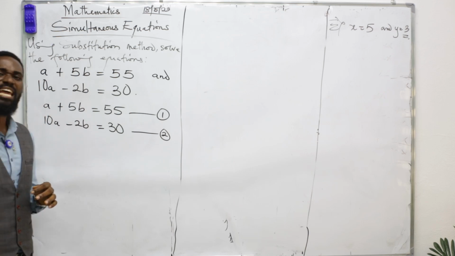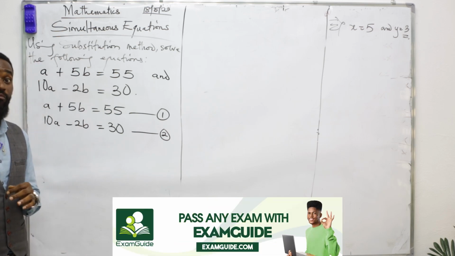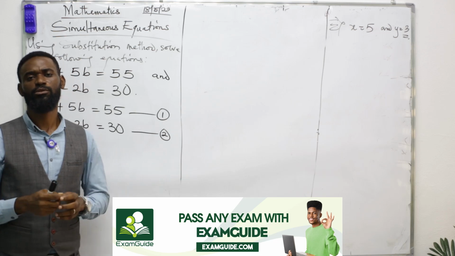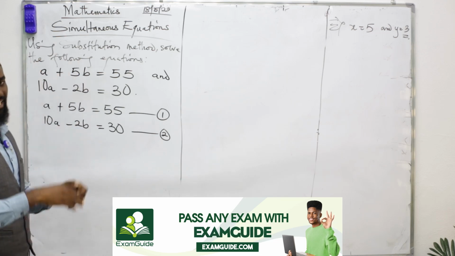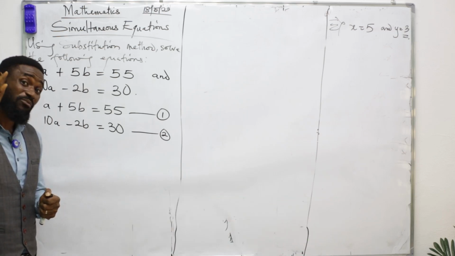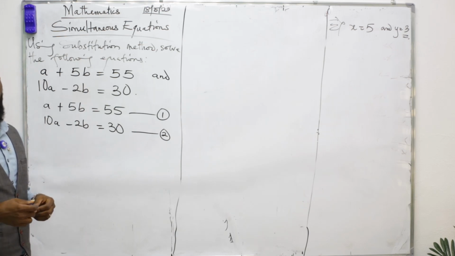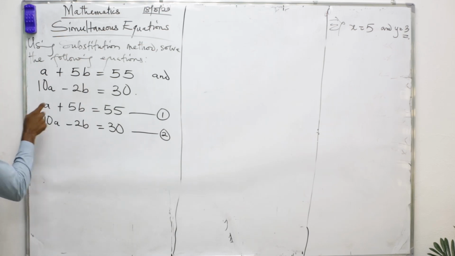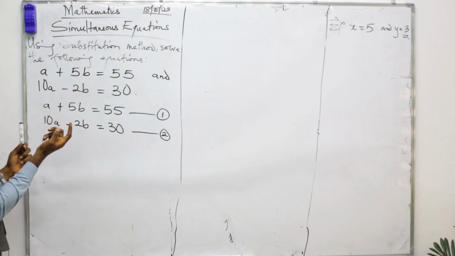If you have in any of the equations any particular variable whose coefficient is 1, use the substitution method. So the substitution method is mainly used for an expression that has a variable with a coefficient of 1. Once you have that, you can go ahead and use the substitution method. Here, equation 1 has a variable whose coefficient is 1, so we can use that.